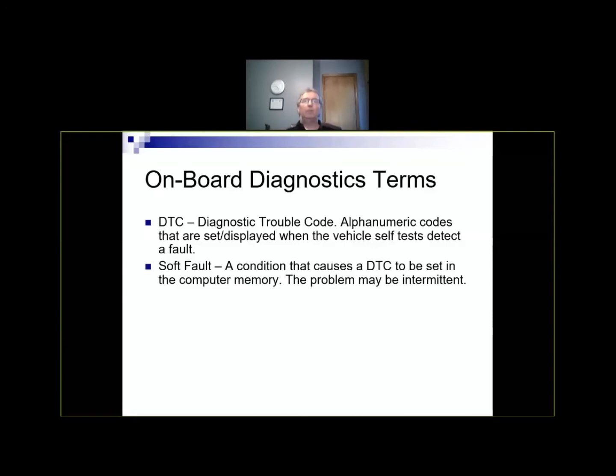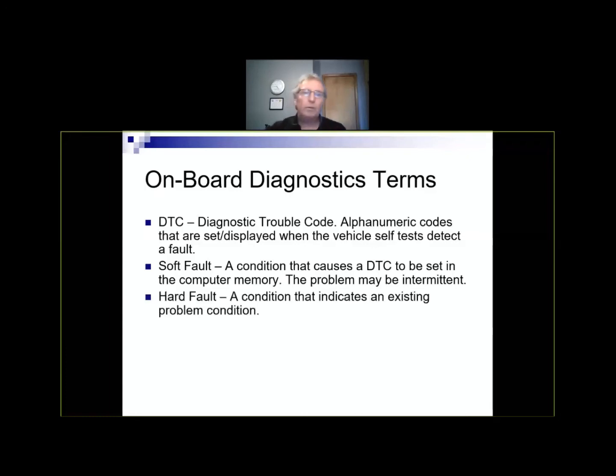These are the biggest nightmare in diagnostics, because you can have a car in front of you in the shop that has absolutely no problem right this minute, but it had it yesterday or last week, and the light might still be on. They don't go off instantaneously when you fix a problem unless you actually use a scan tool and clear that code, turn the light off. So that's a soft fault. They're intermittent problems usually.